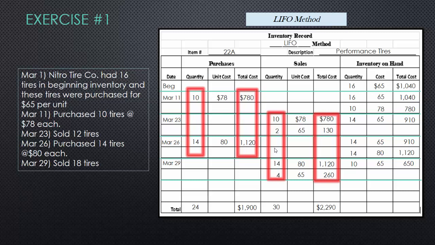For our inventory on hand, it is whatever is remaining in your inventory after your last transaction of the month. What did we have left after our last transaction, which was the March 29th sale? We had 10 tires with a total cost of $650.